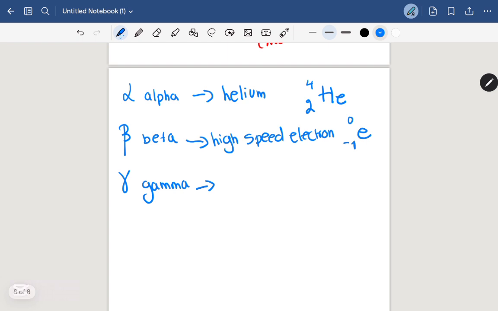Now, gamma, you don't have anything to refer to gamma, you just refer to it as gamma. So these are high energy photons. And if you were to refer to it, it would just be the letter gamma. This is the Greek alphabet, by the way. So alpha is kind of A, beta is kind of B, and gamma is kind of C. They're the first, second, and third letters.